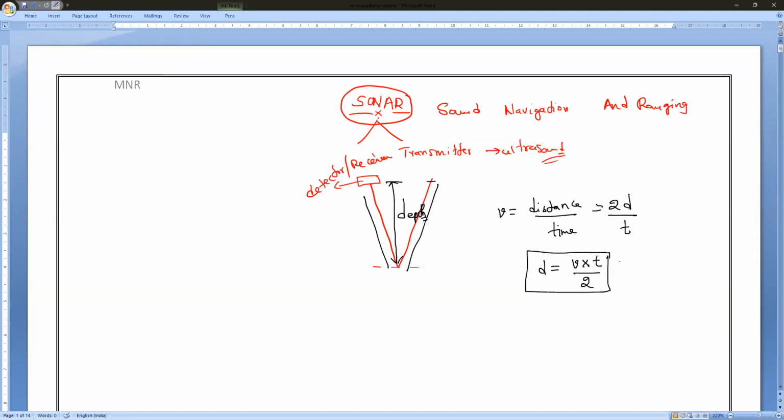Is it right, guys? Please respond. We have done it yesterday till here, or not? Yes? Is anybody there in the meeting? So if you want to find the depth, depth is equal to what? Velocity into time divided by 2.